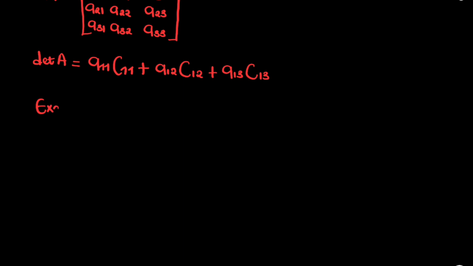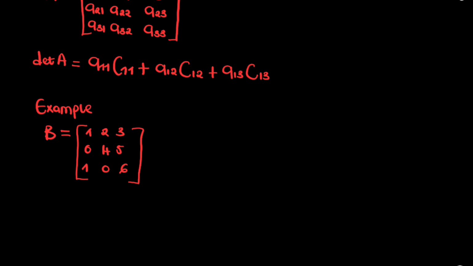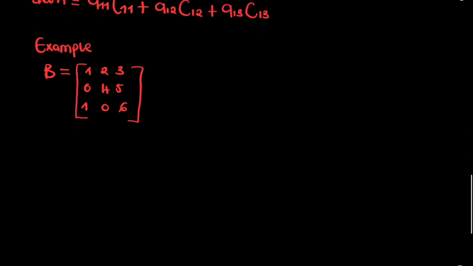Let's have an example to explain this formula. Let's have a matrix B, which is 1, 2, 3. So remember, in this case, we are dealing with a 3 by 3 matrix. So we have 1, 2, 3, 0, 4, 5, 1, 0, 6. Okay, so this is a 3 by 3 matrix.